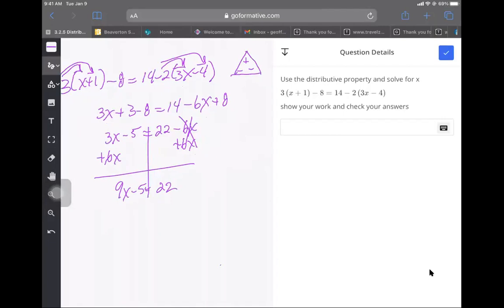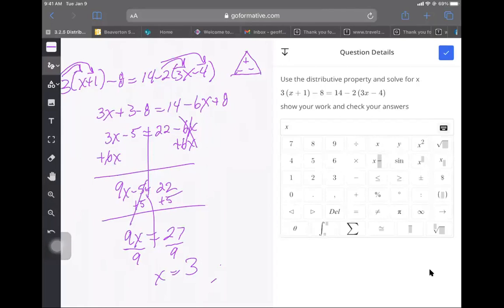Now I'm going to want to get this guy by itself. So this is minus 5 now, so it means I'm going to add 5 to both sides. Cancels. 9x equals, what's 22 plus 5? 27. And last step is we know we have 9 times something, so we're going to undo by divide. What is 27 divided by 9? 3. And that's our answer. X equals 3.